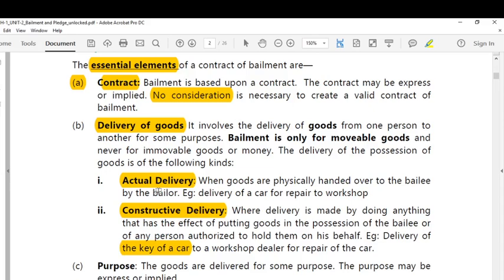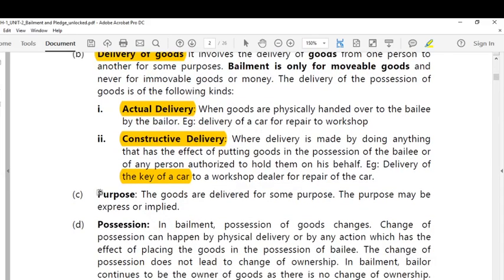And the third essential thing here is purpose. The goods are delivered for some purpose by the bailor to the baili. The purpose may be express or implied.